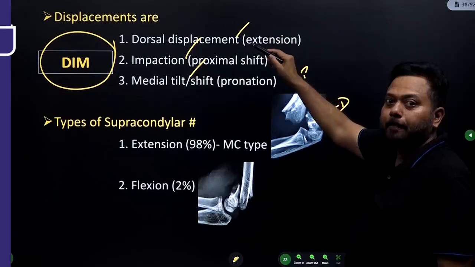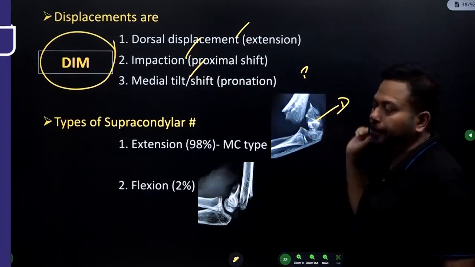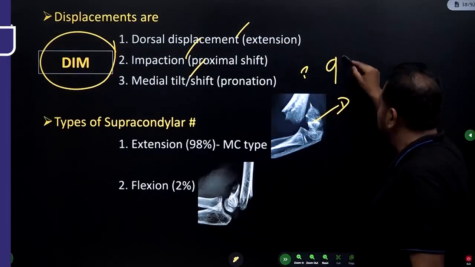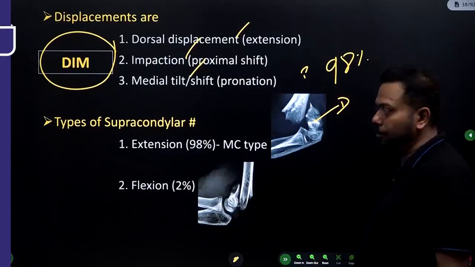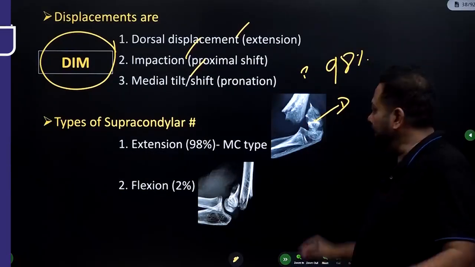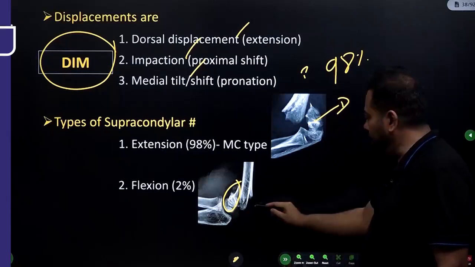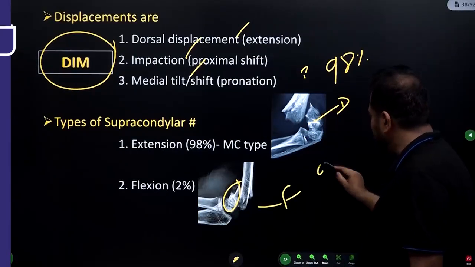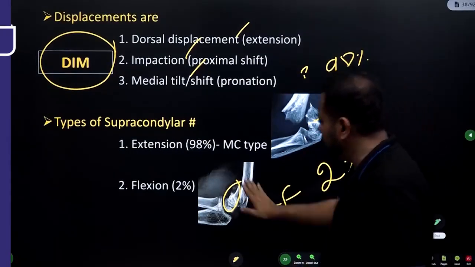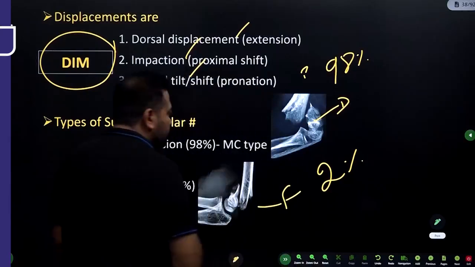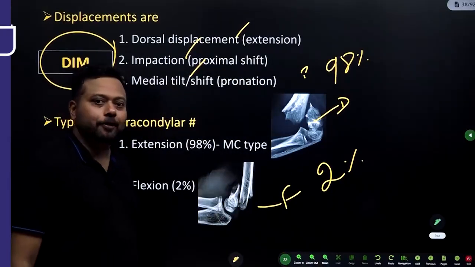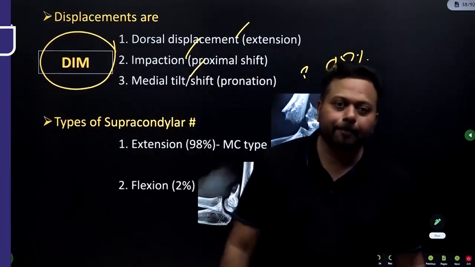Dorsal displacement, impaction, medial tilt: the DIM mnemonic. This is the commonest type, 98%. Very rarely the distal fragment is shifted to the volar aspect, and then this is called the flexion type. It is only 2%. Remember, there are two types of supracondylar fracture, an extension type and a flexion type.